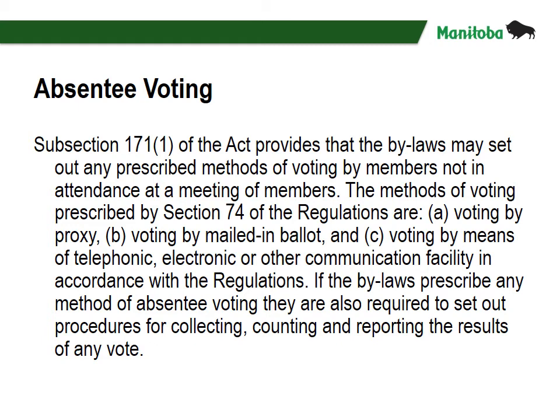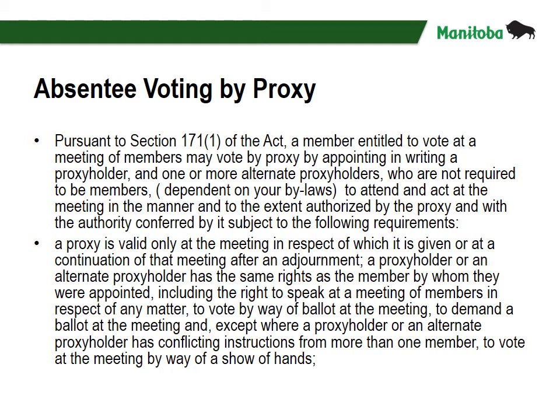Absentee voting by proxy. Pursuant to Section 171(1) of the Act, a member entitled to vote at a meeting of members may vote by proxy by appointing in writing a proxy holder and one or more alternative proxy holders who are not required to be members, dependent on your bylaws, to attend and act at the meeting in the manner and to the extent authorized by the proxy and with the authority conferred by it subject to the following requirements. A proxy is only valid at the meeting in respect of which it is given, or at a continuation of that meeting after an adjournment.